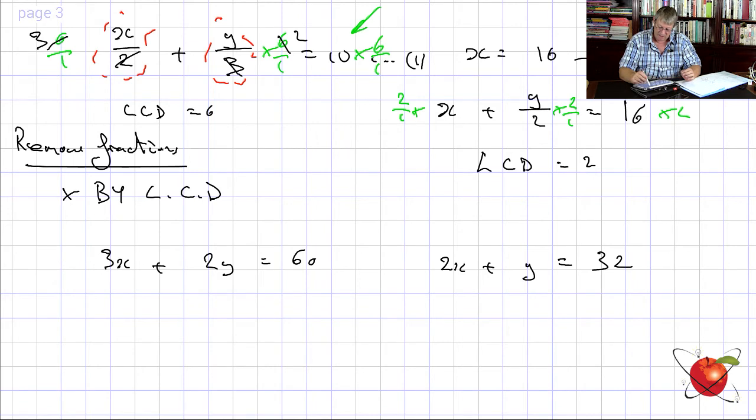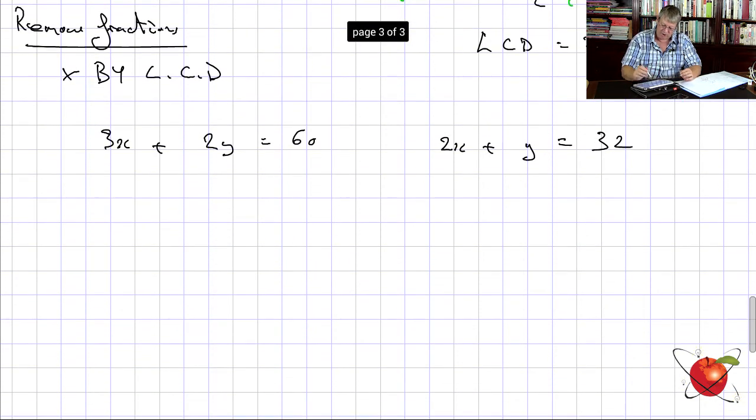All right? Now we say, right, choose a variable. Right? But hold on, none of them are the same. There's a 3x and a 2x, a 2y and a y. All right, so I've got to choose a variable here. Okay, I am going to choose y.